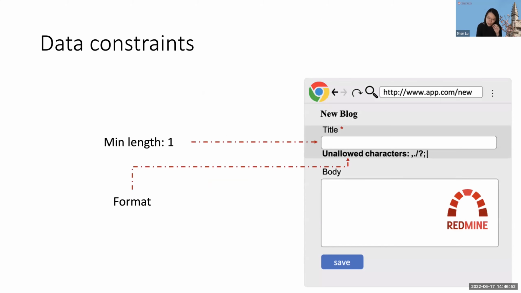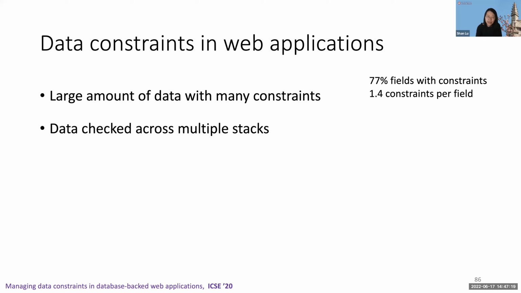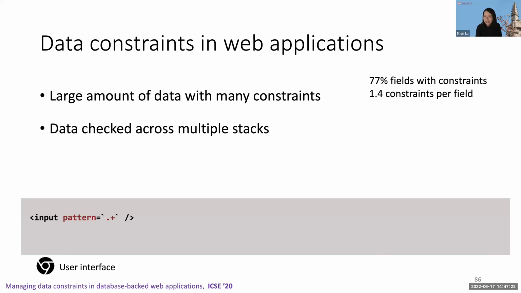For example, in this case there is a constraint about what's the maximum length, what's the minimum length, and sometimes you also specify what's the format, what characters are allowed. These are all called data constraints. We did a study and saw that about 77% of fields in these 12 applications have some constraint associated with them. So they widely exist. And we also see that these constraints are checked across all 3 different stacks.